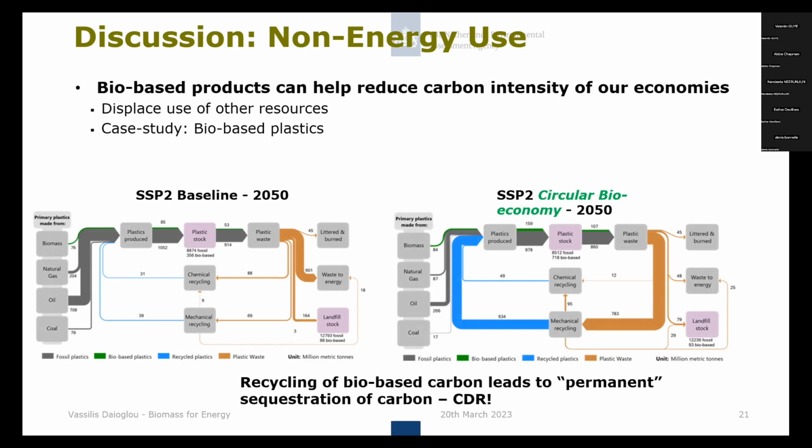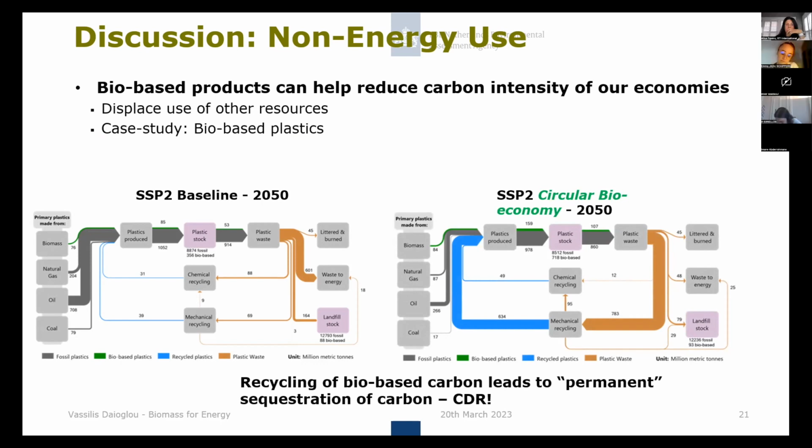And then our final intervention scenario is what we call the circular bioeconomy, where we try to promote the use of biomass and we try to promote the use of recycling. And what you see here is that the role of biomass increased a little bit. I mean, not a huge amount, because obviously biomass was very attractive in other energy uses as well. But we do see that from the plastics produced and the plastic stock, the chunk from biomass increases, and we see this huge amount of circulation of carbon within the system.